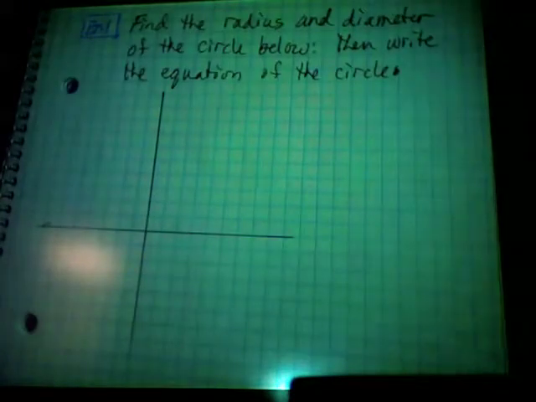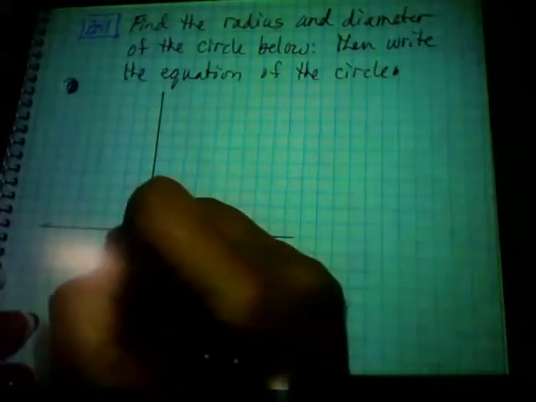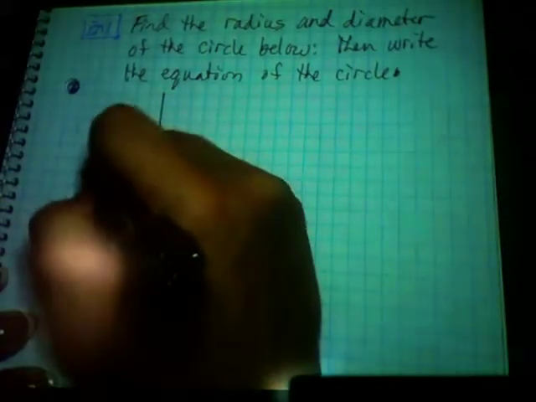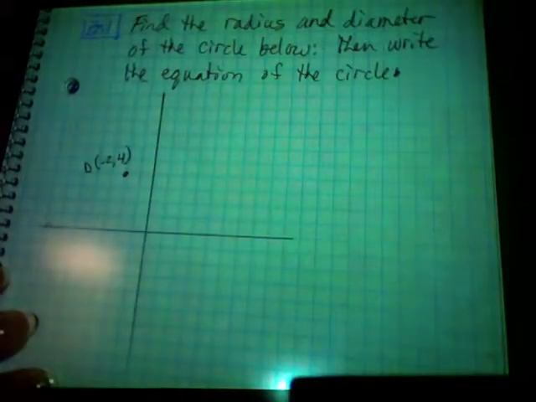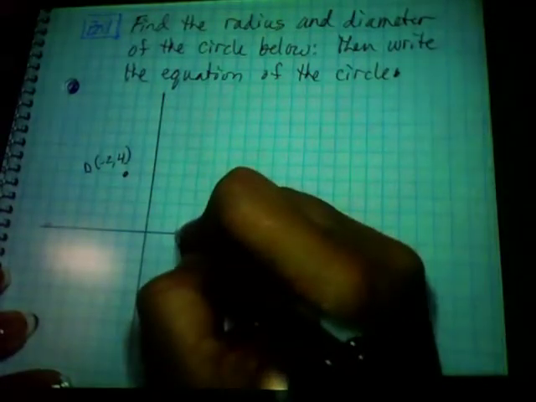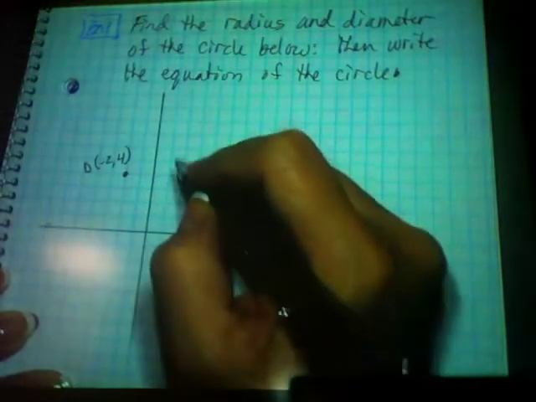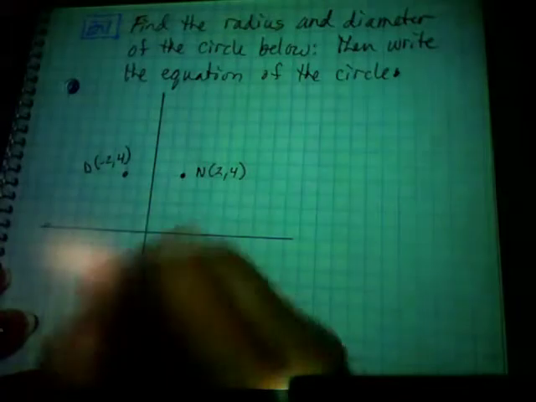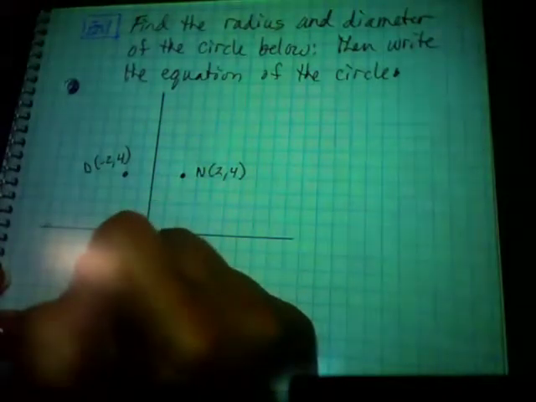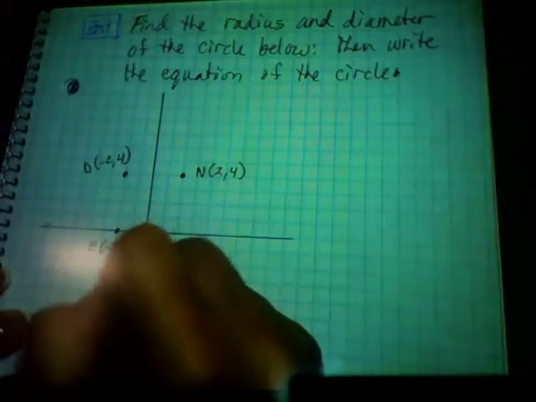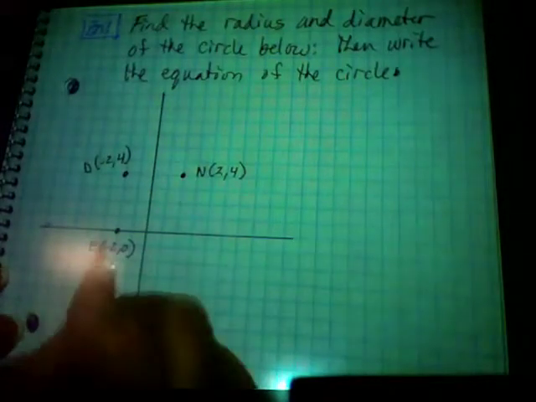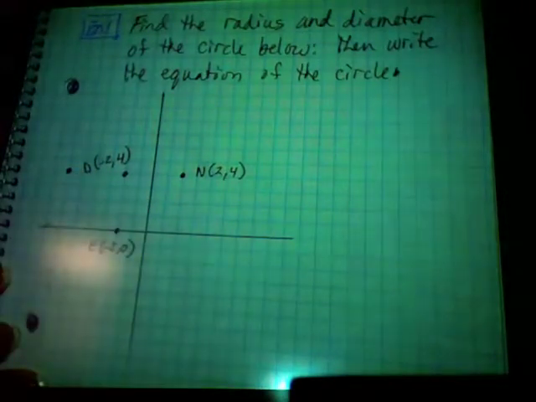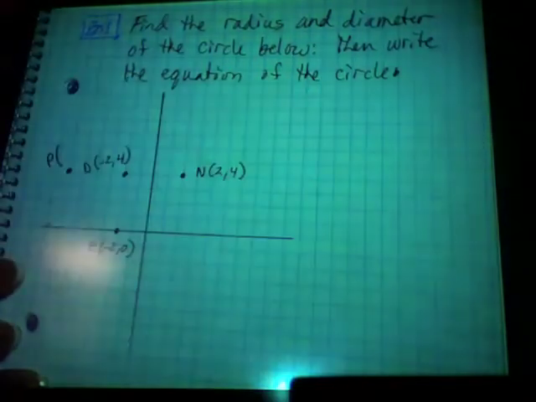All right, so you are going to put a point at (-2, 4), and you're going to call that D as in dog. You're going to put a point at (2, 4), and you're going to call that N as in Nancy. You're going to put a point at (-2, 0), and you're going to call that E as in Edward. And you're going to put a point at (-6, 4), you're going to call that point P, as in Paul.